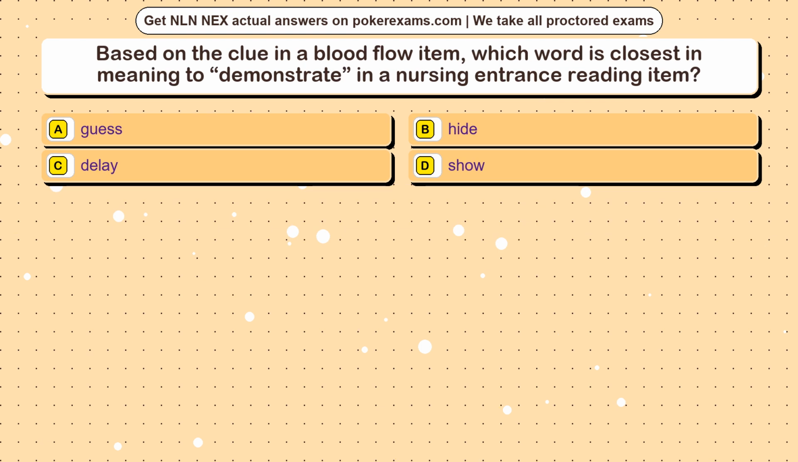Question 17. Based on the clue in a blood flow item, which word is closest in meaning to demonstrate in a nursing entrance reading item? Option A, guess. Option B, hide. Option C, delay. Option D, show.